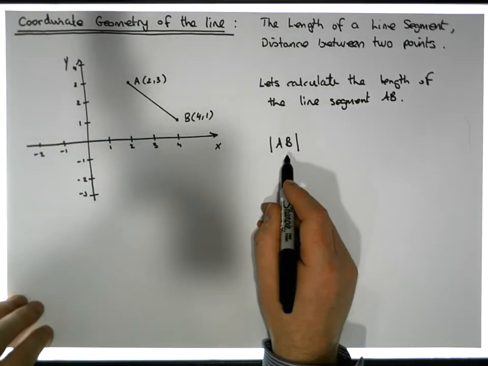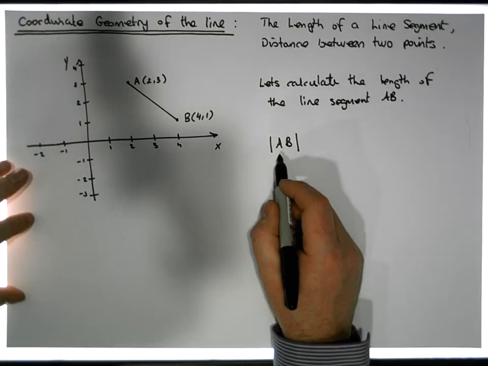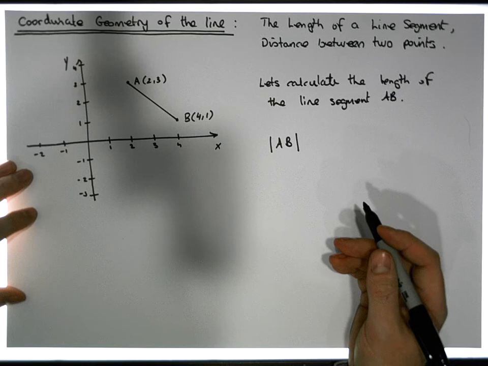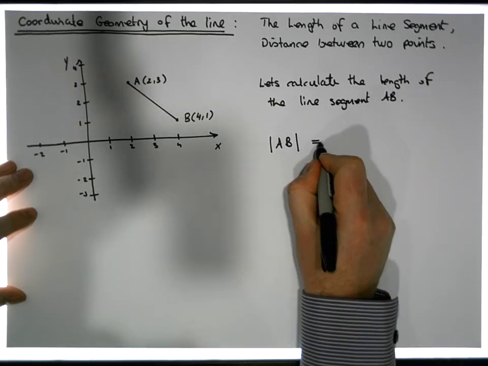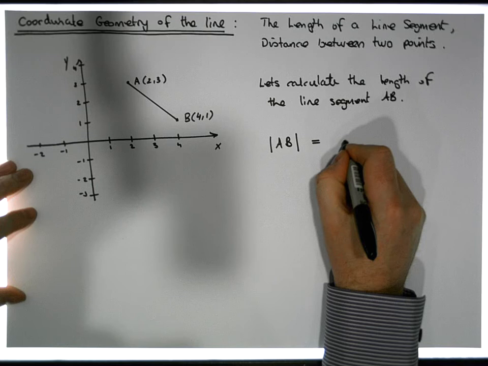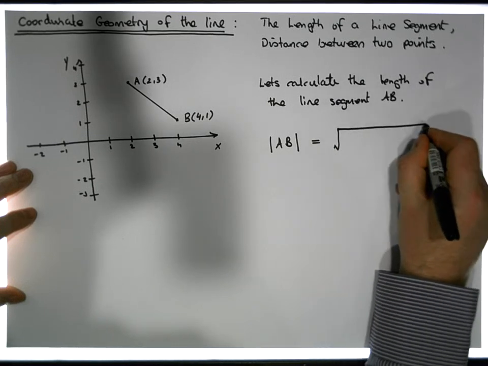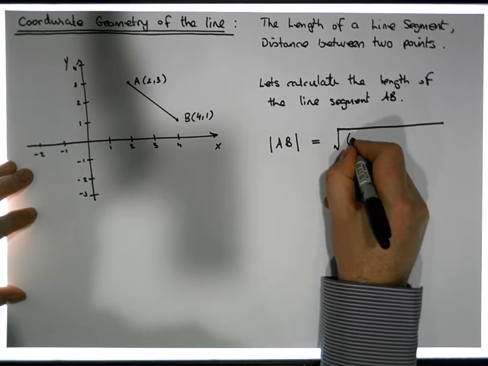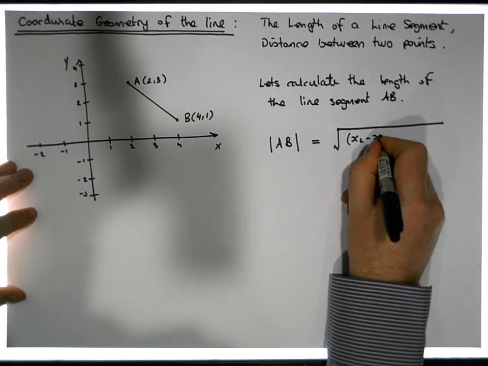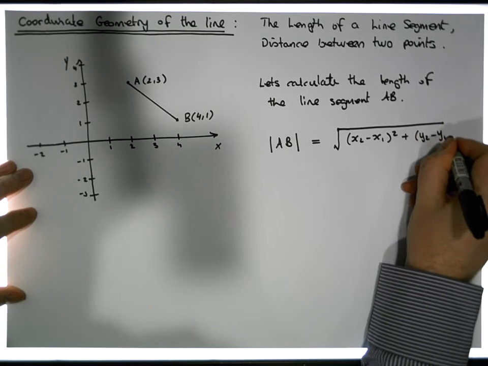We have a formula that allows us to calculate the length of a line segment given two points. We went through the rationale of this formula in a previous video. The formula says that given two points, the length is equal to the square root of the difference in the x's squared plus the difference in the y's squared. So it's the square root of (x2 minus x1) squared plus (y2 minus y1) squared.